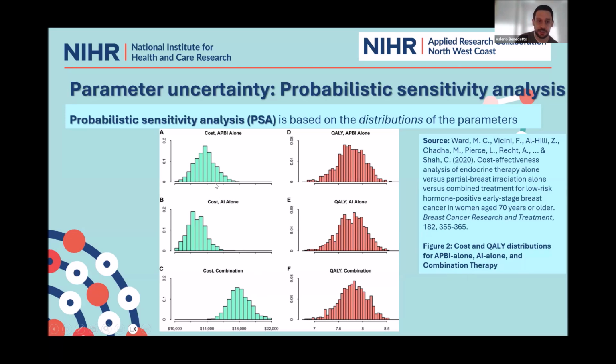But let's concentrate on the figure at the top left-hand side for a minute. So here are the costs associated with the intervention, which is called APBI. So on the horizontal axis, you've got monetary values. You can see the monetary values here at the bottom, from $10,000 up to $22,000. And in particular, on the vertical axis, you can see basically a measure of how many people are associated with a particular amount of cost.